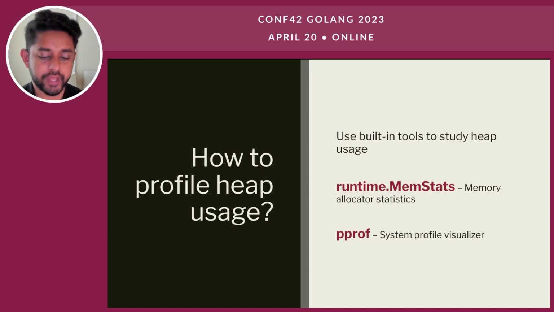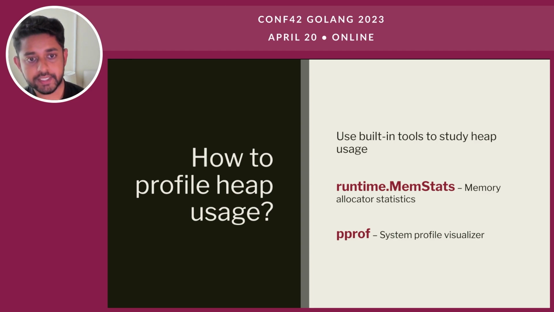So let's assume now that we have a reasonable amount of confidence that garbage collection is the root cause for our application's poor performance. How do we then go about profiling our heap usage? Go has quite a few built-in tools to study our heap usage, and I'm going to talk about two main ones here. These are the two that I found really helpful. The first one is the memstats library, and the second one is the pprof package.